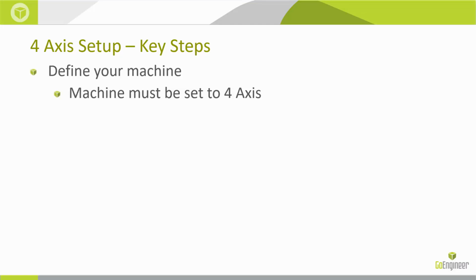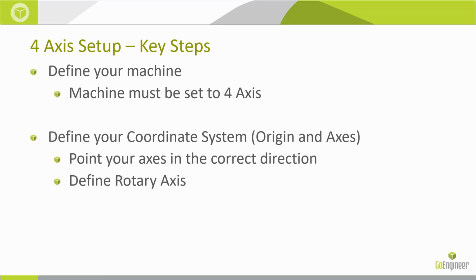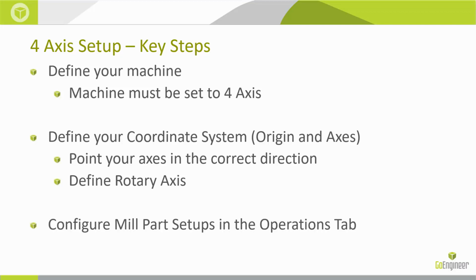So a couple key steps here. We need to define our machine and make sure that the machine is set to four axis. There's really no explanation there, right? We just need to make sure that our machine is indicated to be four axis so that we can indicate our rotary axis and such. We also need to define our coordinate system, and that involves both the origin and the axis. So we want to make sure that these axes are pointing in the correct direction, because eventually we're going to indicate to our software which one of those axes is our rotary axis spinning about.